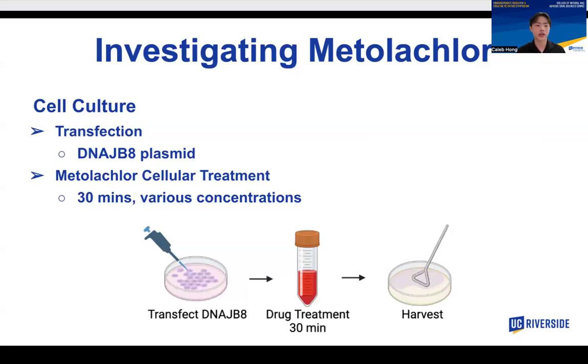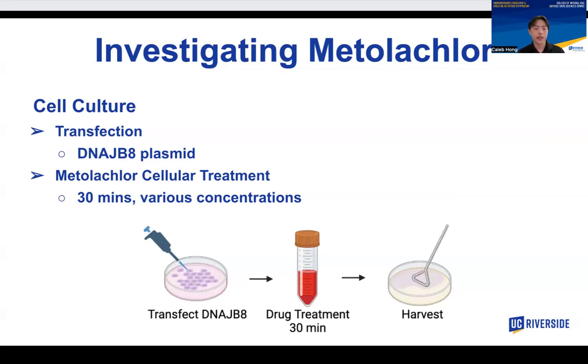We can begin with cell culture. By transfecting DNAJB8 plasmids into our cells, we can effectively regulate the expression of DNAJB8 proteins. Now, DNAJB8 is a chaperone with the H31Q mutation. Essentially, this means that DNAJB8 will tightly bind onto misfolded proteins, and the mutation means that it will not hand off the misfolded proteins in a later step.